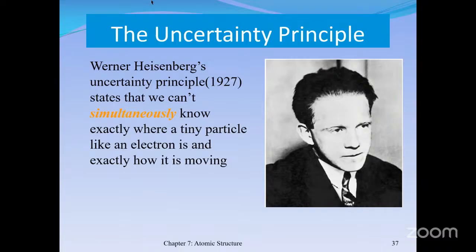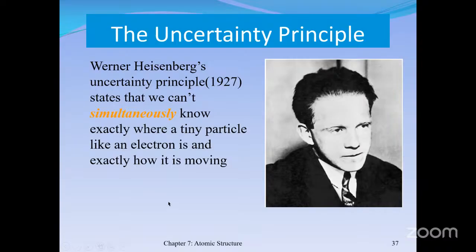So let's talk about this principle here known as the Heisenberg uncertainty principle. And this, in part, explains why the Bohr model, even though it works well for hydrogen, is now considered not a true representation of how the electrons are arranged in the atom. So this guy by the name of Heisenberg came up with a principle which says that we cannot know exactly where a tiny particle like an electron is and exactly how it's moving. In other words, another way I've seen it expressed is that it's impossible to know simultaneously the location of a particle like an electron and its speed or momentum, all right?